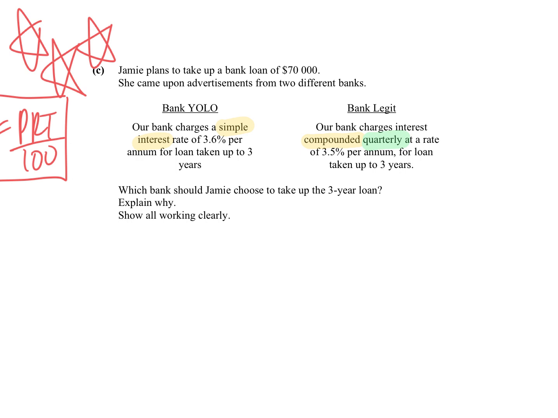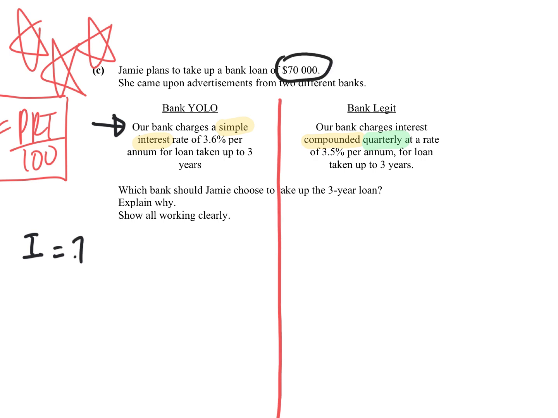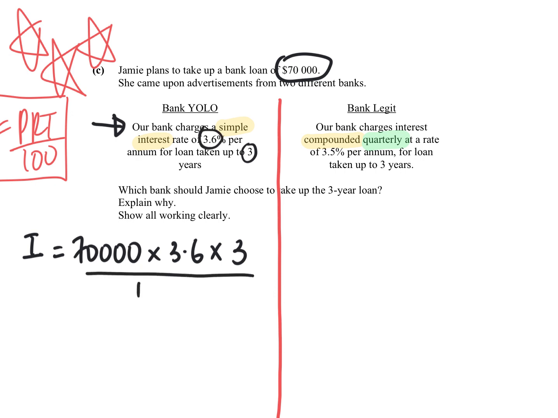Okay, can we start? This is important. Pay close attention to it. There is always one question that asks for two and asks you to make a comparison. So first thing, this one, they tell you it's a simple interest question. So I will calculate: principal amount is 70,000 times the interest rate 3.6 times 3 years. All these info are given over 100.